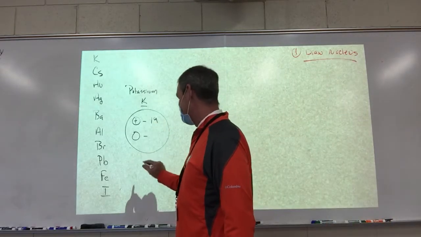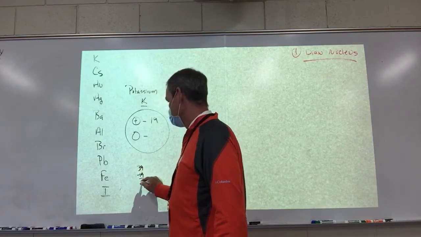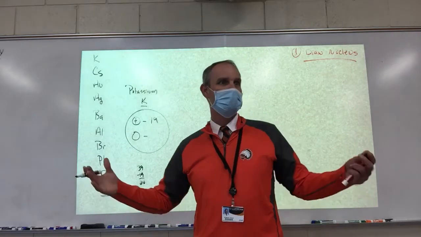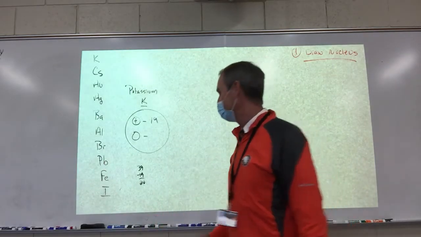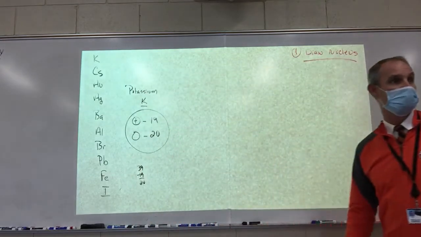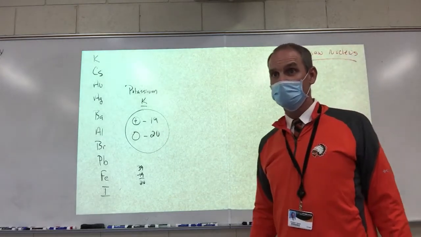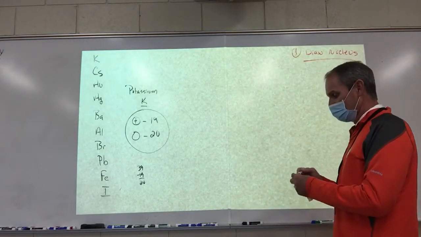39 minus 19. Just name another number, Russell, you'll hit it once in a while, right? It's 20. Holy crap. Okay, so 20 neutrons. We should all be good with drawing nuclei, correct? Okay. So that's step one, draw the nucleus.